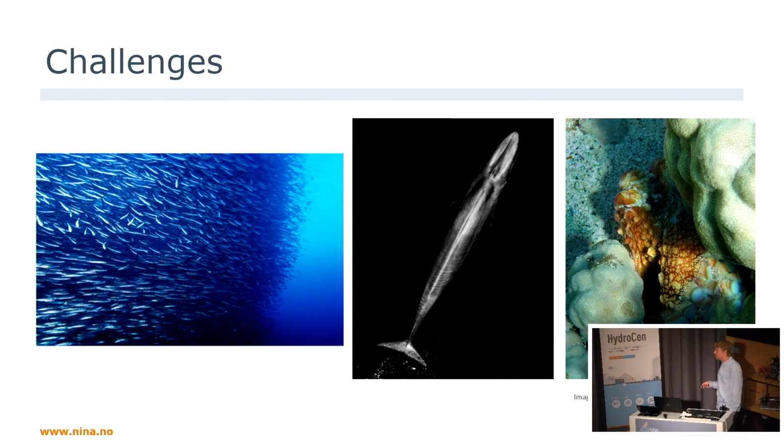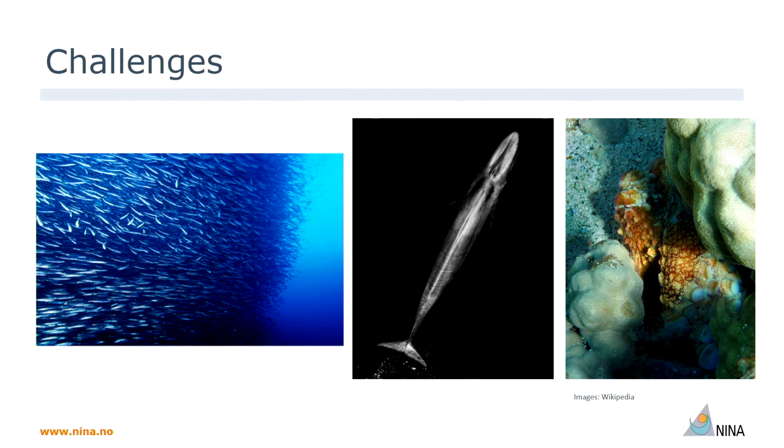But knowing that, there can be many challenges. It can be, for example, that there are many individuals in a population, like in this school of fishes, or the individuals can be dispersed over very large areas, like this blue whale, or it can be difficult to observe the animals, like this camouflaged octopus. So normally it's not possible to simply count the individuals of a population. One has to use some methods to estimate how many there are.